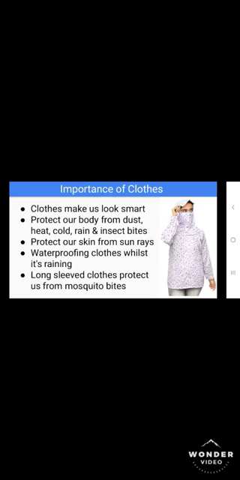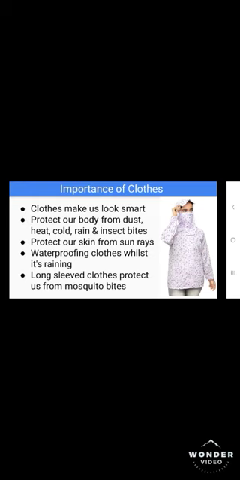Very critical, since we know that we have to wear clothes. But where did this idea get started? Who thought that we should wear clothes, and why did it become so important for us that clothes are essential, and that without them we won't look smart? Absolutely right. Clothes make us look smart. That is one idea. The next point is that clothes protect our body from dust, heat, cold, rain and insect bites.